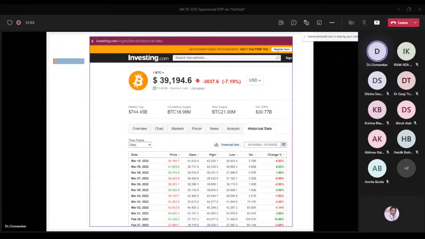And this is a website. If you are looking for the latest data, you can see here up to yesterday we have data. So what is the Bitcoin price, open, high, low, and volume, even change percentage, everything is available. If you want to download the latest data, you can go through this website, investing.com, from which you can download the Bitcoin data.